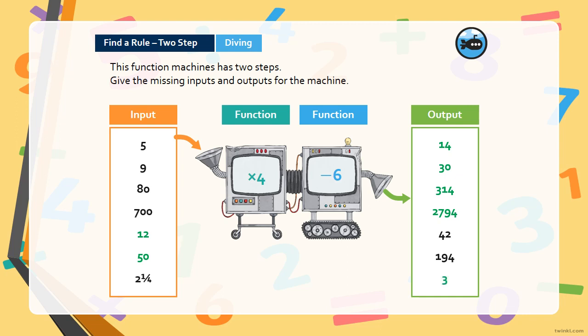and if 2/4 is our input, then 3 is our output, because for 2/4 we could do 2 times 4, which is 8, and then 1/4 times 4, well, we know it's 4 quarters that make a whole, so if we have 4 quarters, we just have a whole. So if we put our 8 and our 1 together, we have 9, and then 9 minus 6 gives us 3. Well done if you managed to get those.